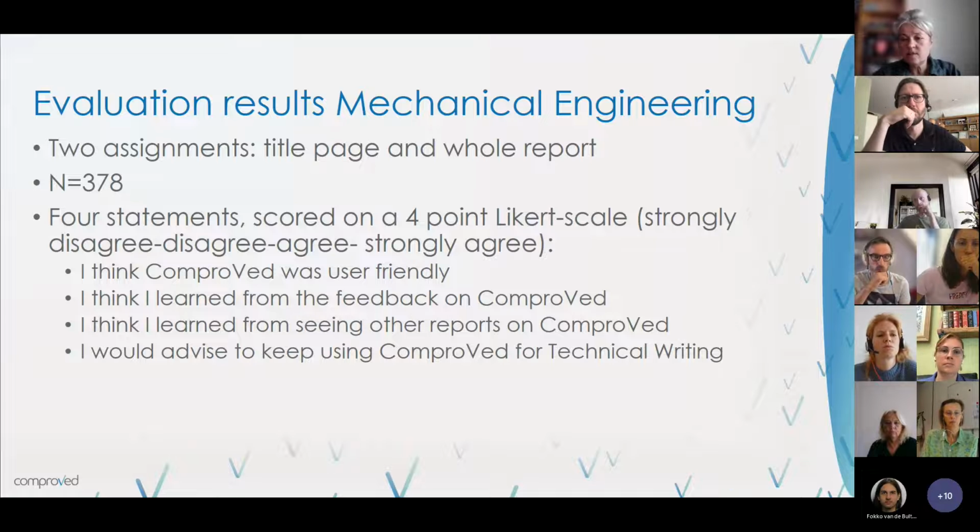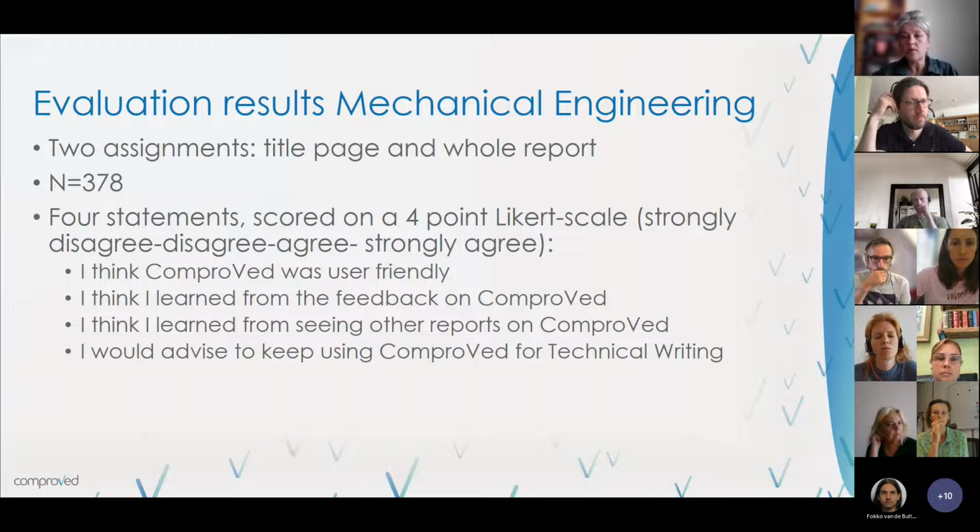And we also asked the students in this mechanical engineering course what they thought about the use of ComproVed. We presented 4 statements about the 2 assignments that we had them do, so the title page comparison and the whole report. There were 378 students who actually gave their opinion on these statements, and the statements were, I think ComproVed was user-friendly. I think I learned from the feedback on ComproVed. I think I learned from seeing other reports on ComproVed, and I would advise to keep using ComproVed for technical writing. So what were the results of that?